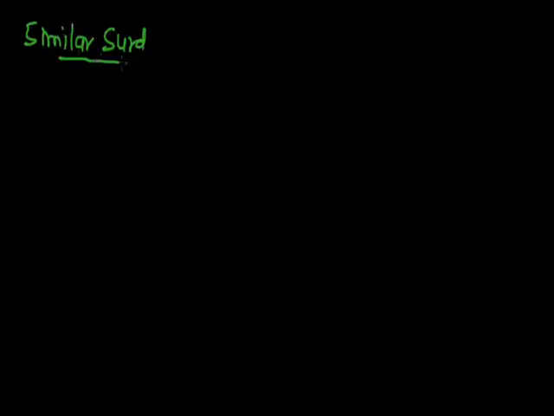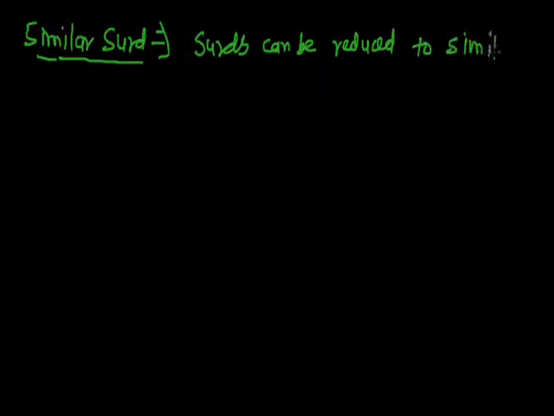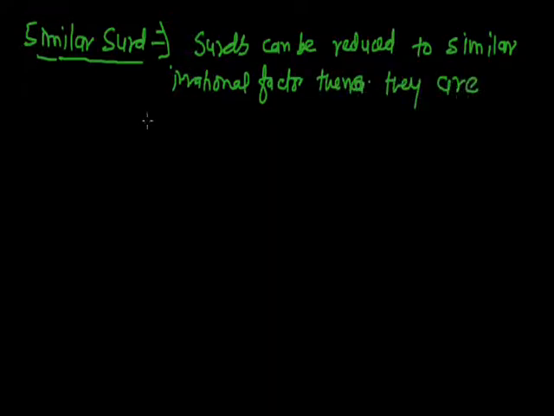Similar surds. This property is very important. This particular subtopic is very important because it will define how we can do addition or subtraction. If the surds can be reduced to a similar irrational factor, then they are called similar surds. For example, 2√5 and 7√5 are similar surds.